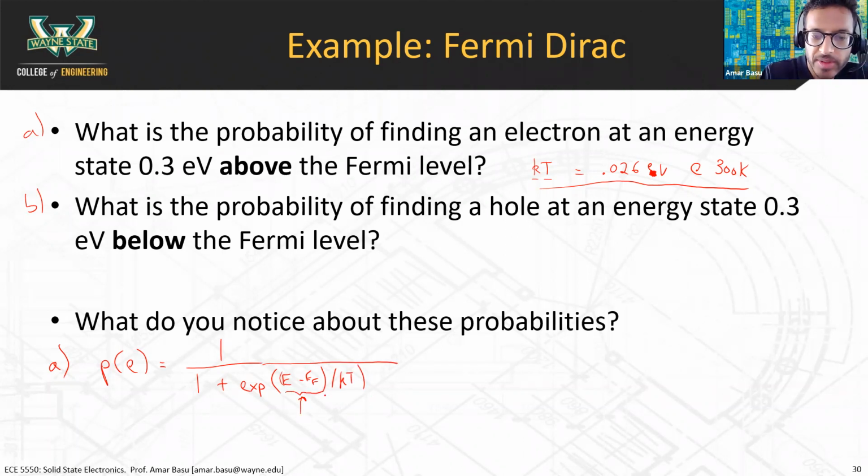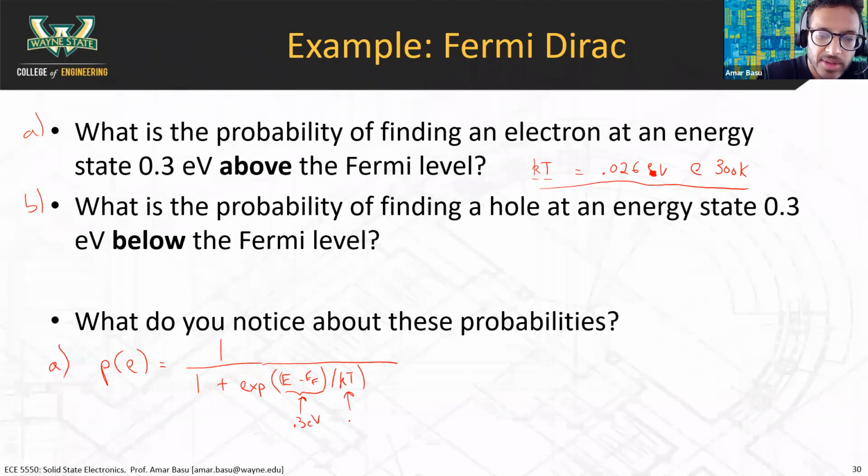So students often ask me, well, you told me that the energy is 0.3 electron volts above the Fermi level. What is E then? We don't know what E is. We only know what E minus EF is, okay? So this is where you plug in your 0.3 electron volts here.